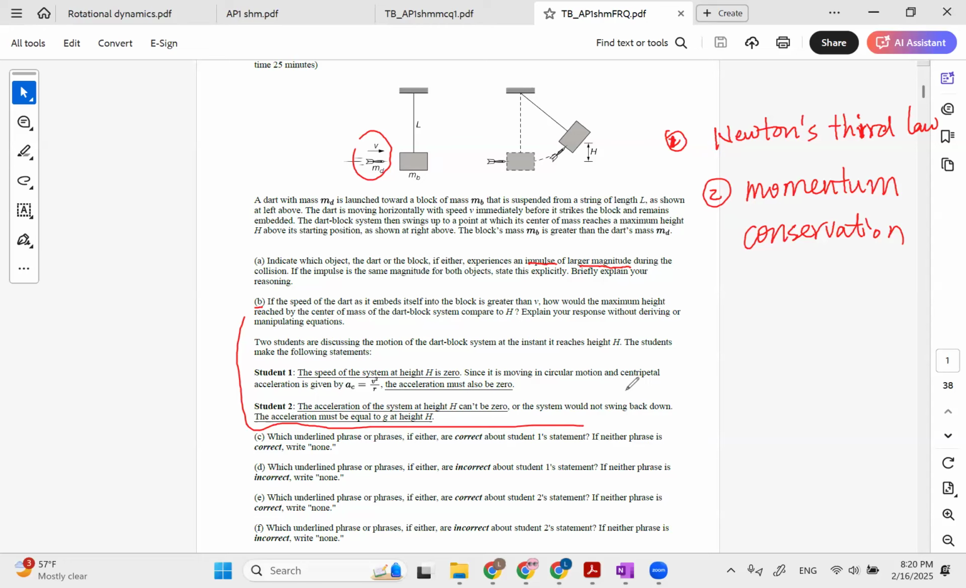Two students are discussing the motion of the dart block system at the instant it reaches height h. The students make the following statements. Student 1: The speed of the system at height h is 0. Since it is moving in circular motion and centripetal acceleration is given by a_c equals v squared over r, the acceleration must also be 0. Student 2: The acceleration of the system at height h can't be 0, or the system would not swing back down. The acceleration must be equal to g at height h. Thank you. So B, how do you answer it?